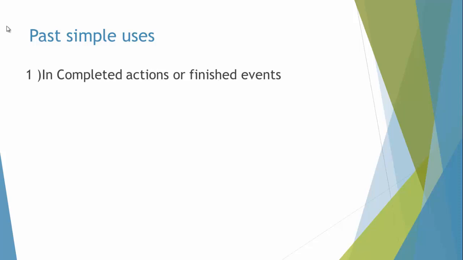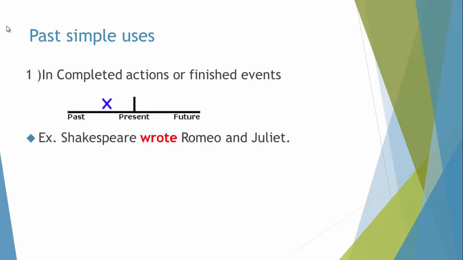Now, having known the forms, let's discuss when to use each one, and in order to understand that, there will be demonstrative examples. We will begin by learning 7 uses of past simple. Number 1. Completed actions or finished events. For example, Shakespeare wrote Romeo and Juliet.